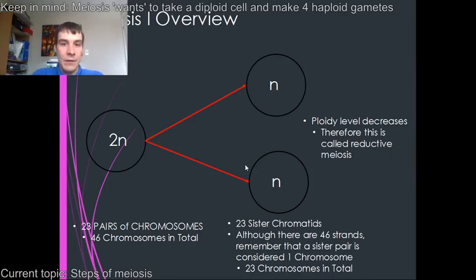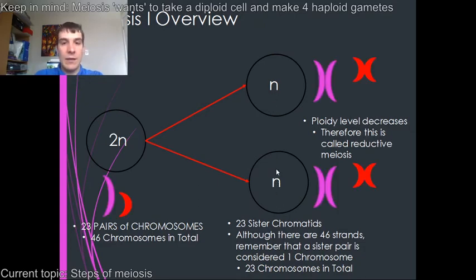So here's the overview. I start with 2N. 2N is the number of chromosomes, right? Humans have 23, so our typical body cell actually has 46 chromosomes because you get 23 from mom, 23 from dad, and all your cells have those 23 from mom and 23 from dad. It splits to N and N.